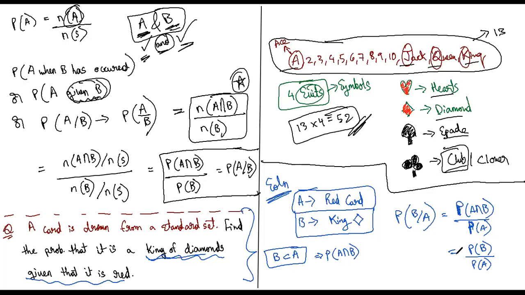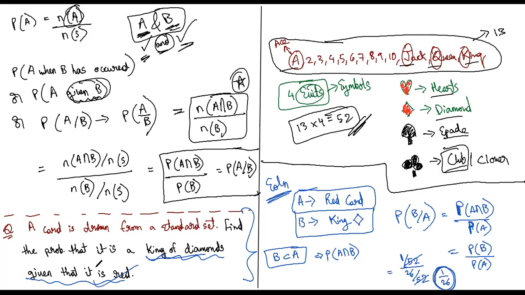What is P of B? Probability that it is king of diamond. कितना कार्ड्स है टोटल? 52 कार्ड्स है. अभी बताया 52 में कितना king of diamond होगा? एक ही होगा. So 1 by 52. Denominator red. कितना red कार्ड्स होगा? 26. आधा red होगा. So 26 out of 52. 52 cancel. Therefore, answer will be 1 by 26.